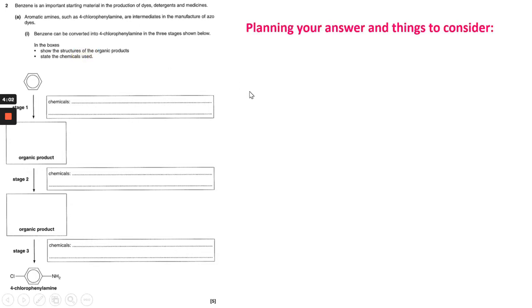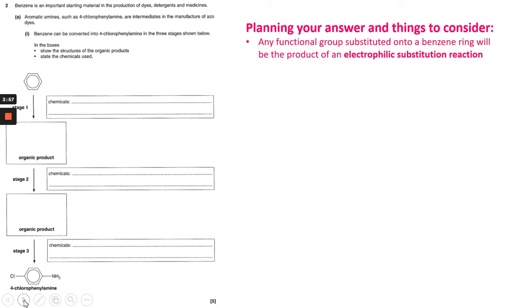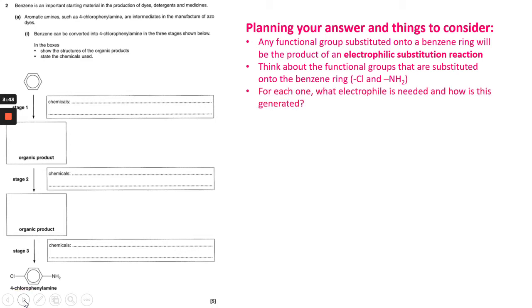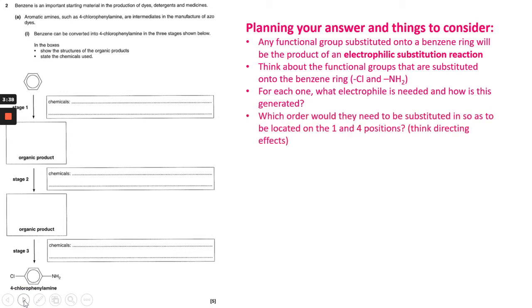So we need to plan our answer and consider a few points. Firstly, any functional group substituted onto a benzene ring will be the product of an electrophilic substitution reaction. So in terms of the chemicals used, you'll need to think about the functional groups that are substituted onto the benzene ring and what electrophile will be needed for that to be achieved. And then you think about which order they'd need to be substituted in so as to be located on the 1 and 4 positions. So in other words, the NH2 on position number 1 and the Cl on position 4.